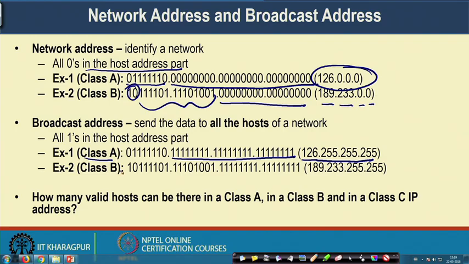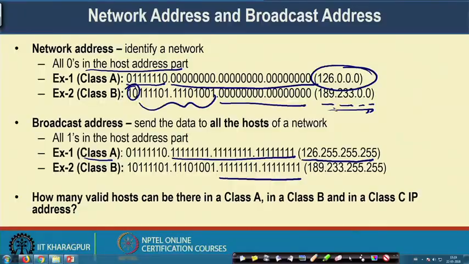Similarly, for the class B network 189.233.0.0, if you put all ones at the host address part, it corresponds to the broadcast address for this network, which is 189.233.255.255. So for every individual network address, you should not use all zeros or all ones in the host address part. These two are omitted, so all zeros and all ones are not used as a host address.